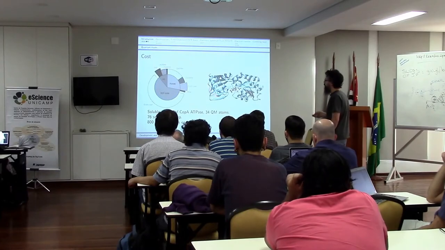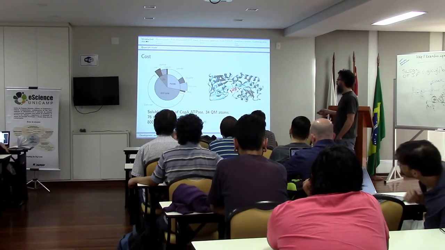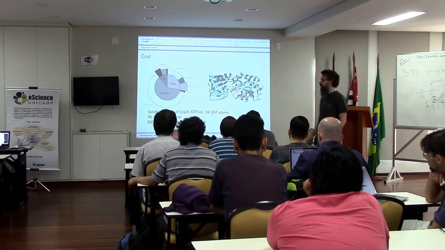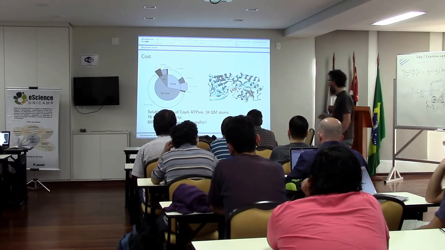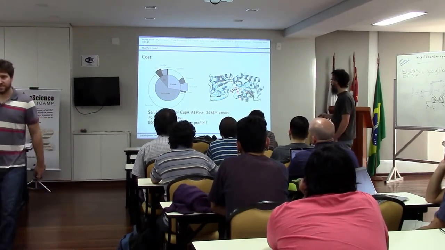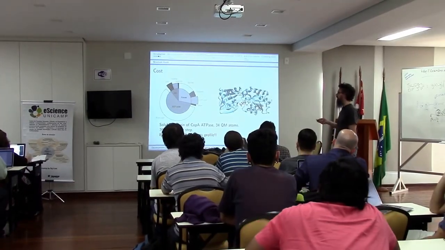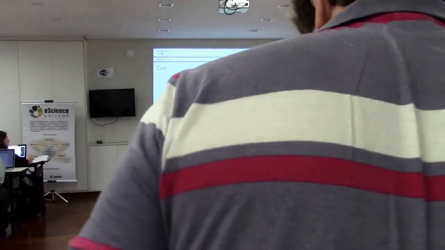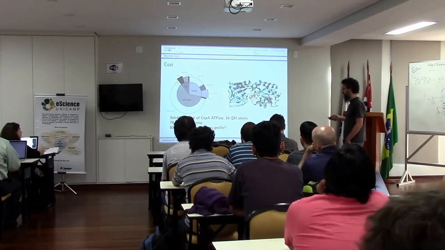So, for example, this is a system that I work on. It's similar to some that I saw yesterday. This is a soluble domain of a protein, a copper transport protein, that has a self-phosphorylation step. And this is the QM system, to study this reaction. I take this as a study case to see the computation cost before optimization and the use of GPU.